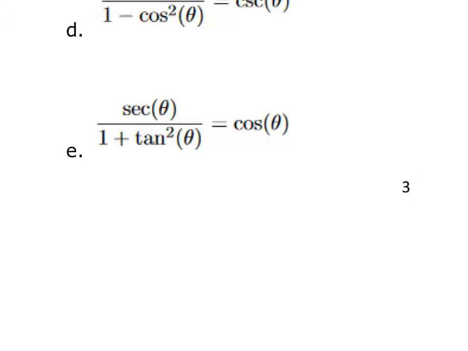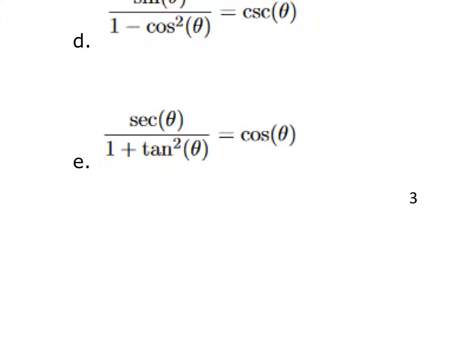Just as a reminder, as you do your identity proofs, you do have to declare the side you're going to work on. It is best to choose the side that has the most terms. So I would choose, in this case, the left-hand side. So I do need to declare it, and then I'm going to rewrite it just as it is.